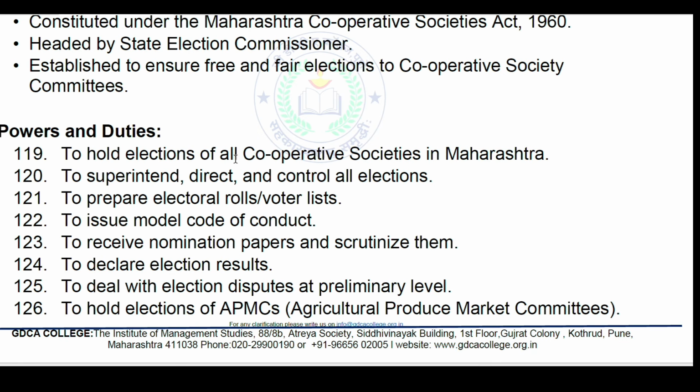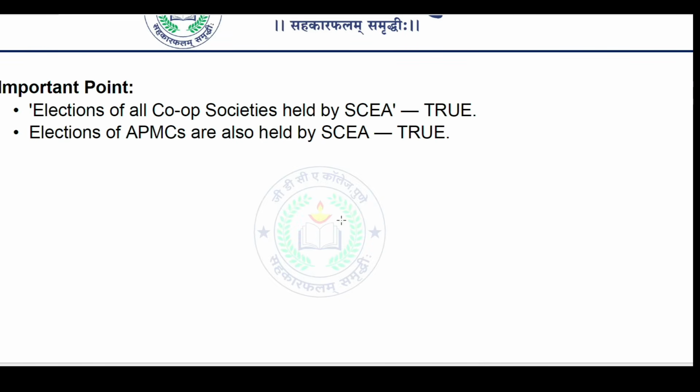To hold elections of all cooperative societies in Maharashtra, to superintend, direct and control all elections, to prepare electoral rolls and voter lists, to issue a model code of conduct, to receive nomination papers and scrutinize them, to declare election results, to deal with election disputes at a preliminary level, to hold elections of APMCs, that is agricultural produce market committees.